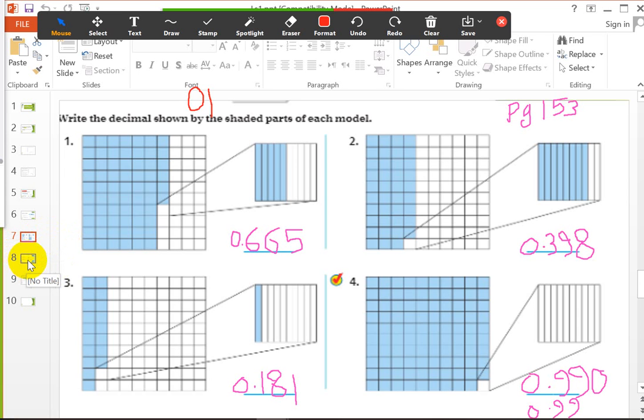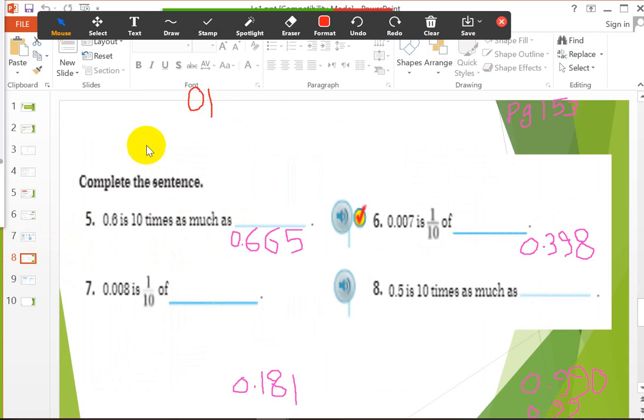Try to be quick, please. Now, let's move to exercise number 5. In exercise number 5, I want to complete the sentence, okay? We saw a similar exercise when we talked about the whole and the place value, I think, right? We solved similar exercises on the whole. So let's complete the sentence. Here I have to compare between the value of the digits. So let's start.